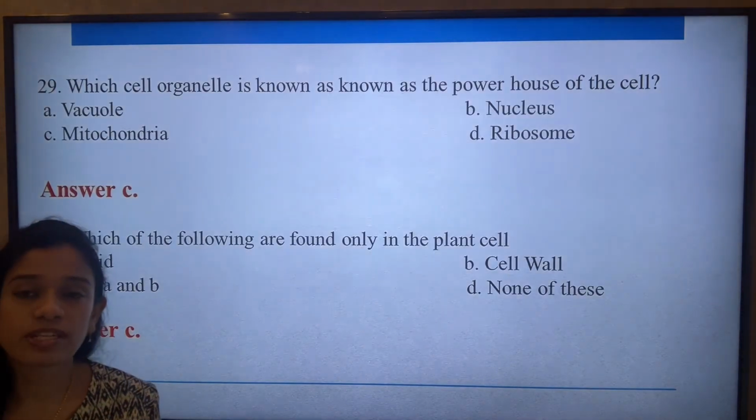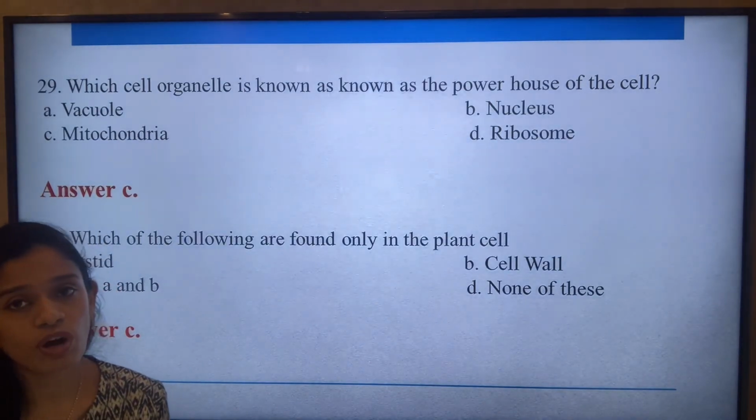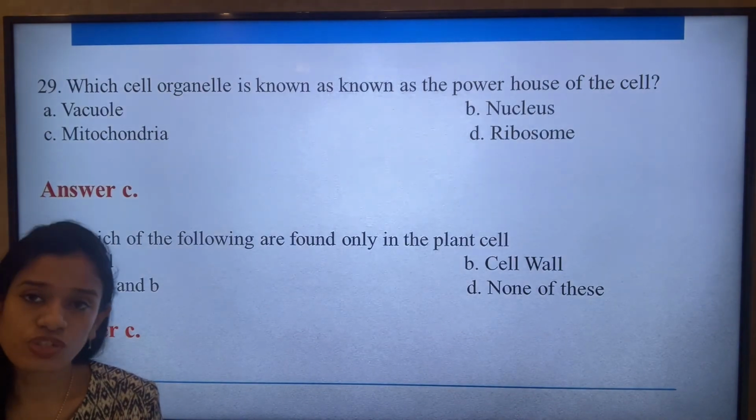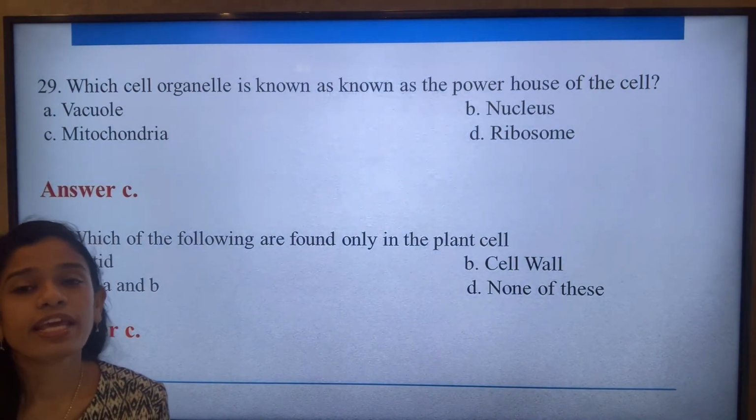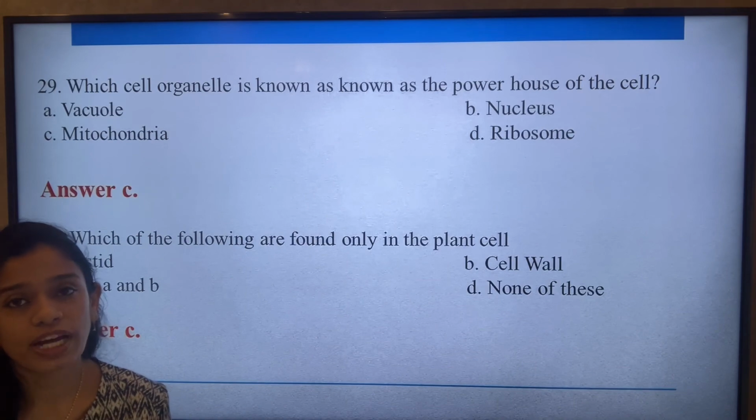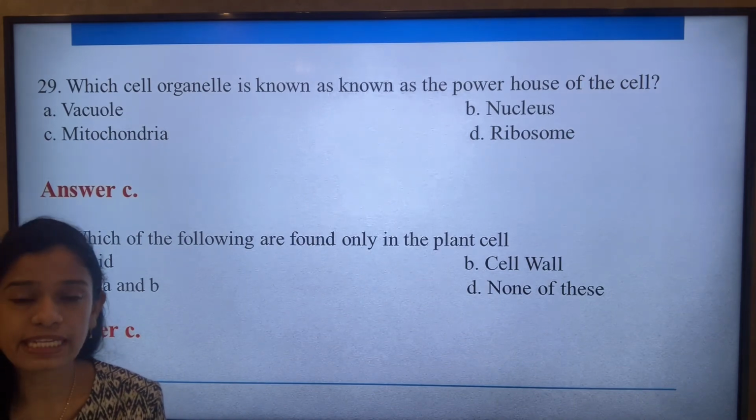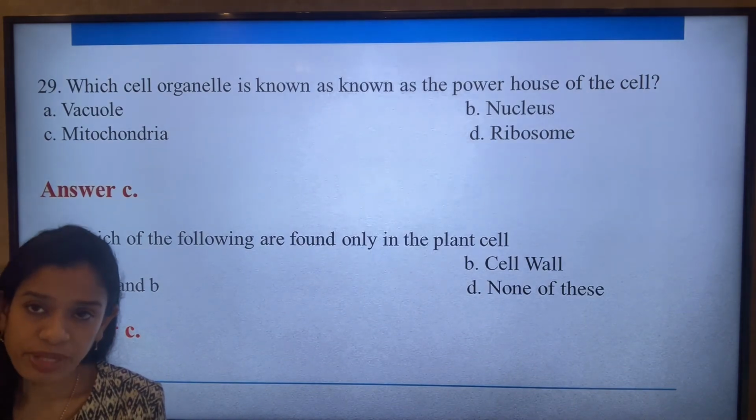So this brings us to the end of the MCQs of the chapter Cell Structure and Function. And in my next video, I'll be coming up with another chapter from Class 8, NCERT CBSE Biology.